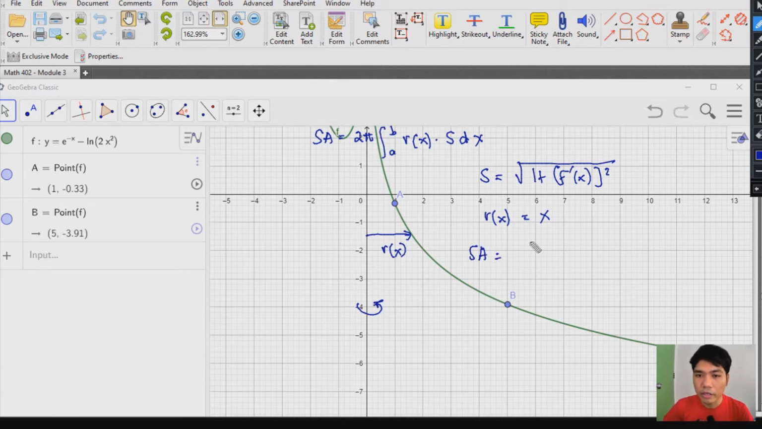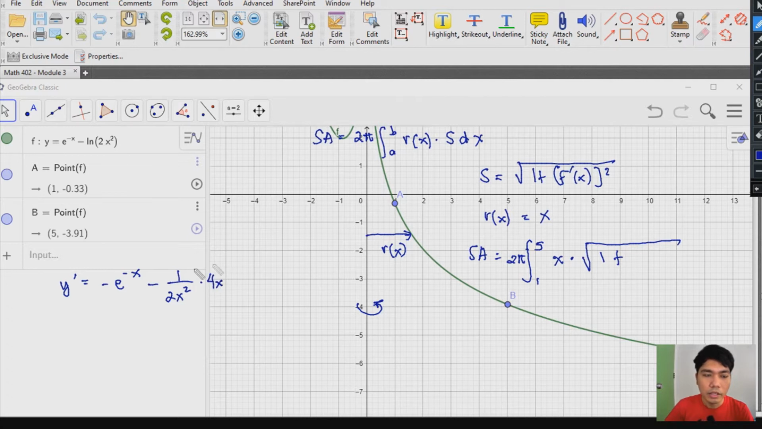So the surface area, 2 pi, evaluated from a to b, so that's 1 to 5, and then your r of x is x. You multiply this by square root of 1 plus the derivative of your original function, so we have y prime that is equal to negative e raised to negative x minus, this could be 1 over 2x squared times 4x, and then this gives you the value of minus 2 over x. Okay, so you could just write that, and then you square this, okay, and then the dx. So therefore, this will give you the final answer for this problem.